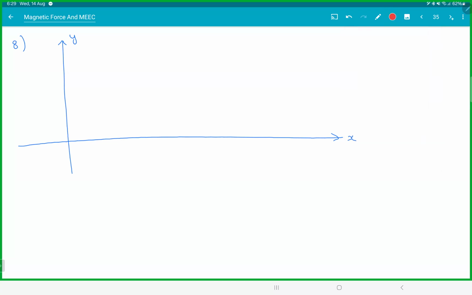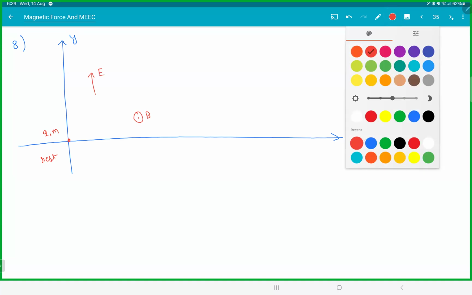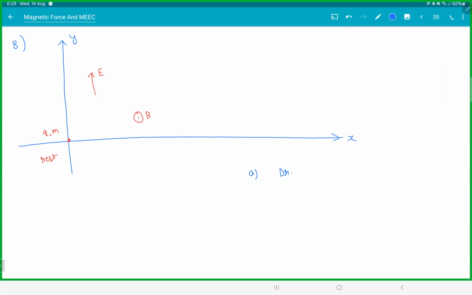X-axis, y-axis, you kept a particle here, charge q, mass m, initially at rest. You have a magnetic field B out of the plane and you have an electric field E in the region. So first one, draw the trajectory. Find the speed when the particle is at x comma y. So till here they can ask even at a mains level, it's a good question. Find the velocity at x comma y.